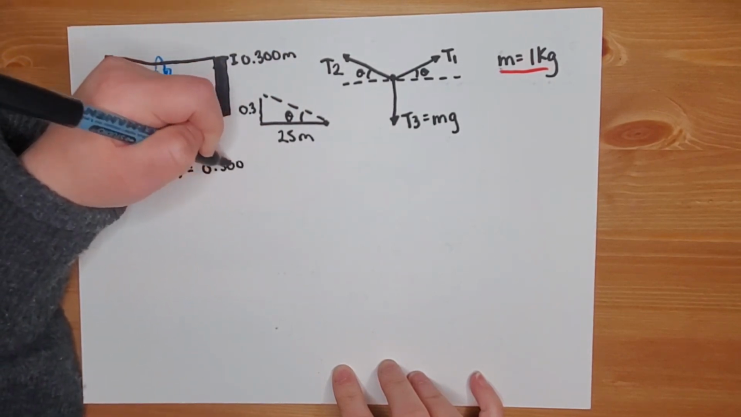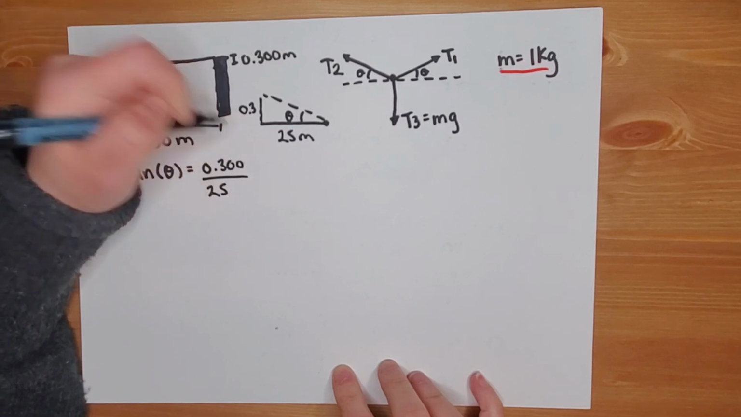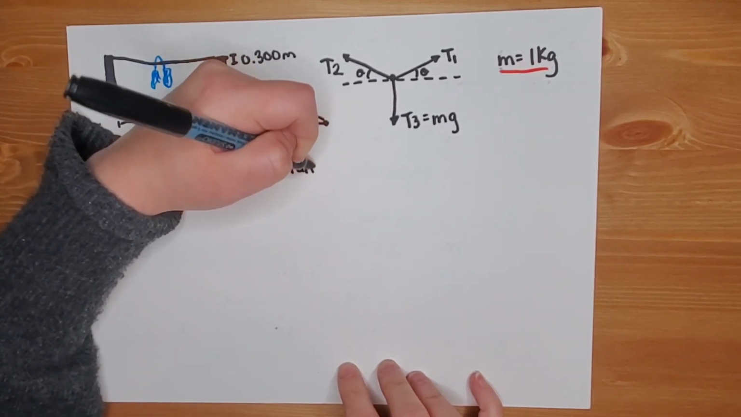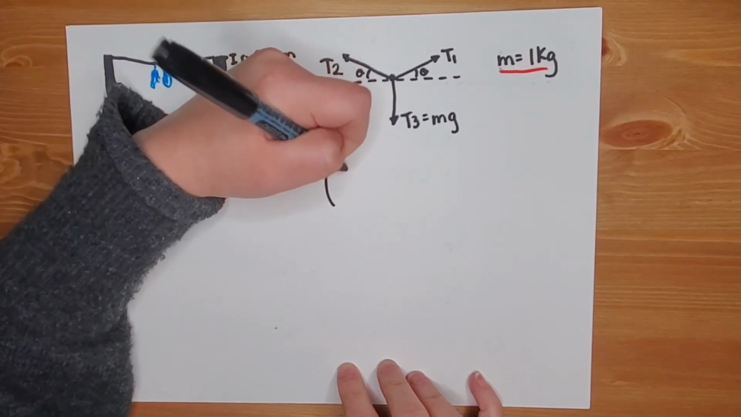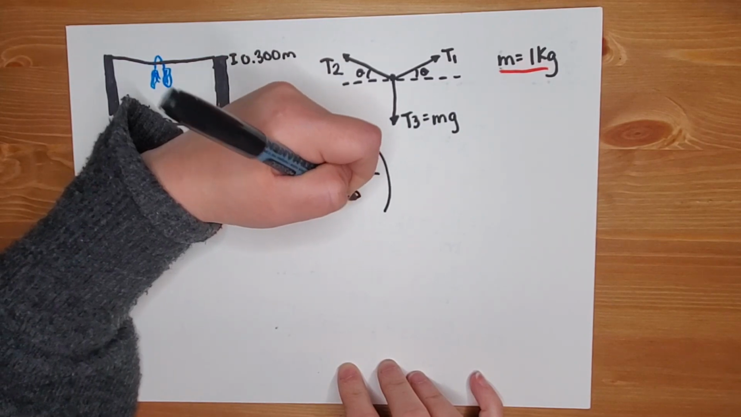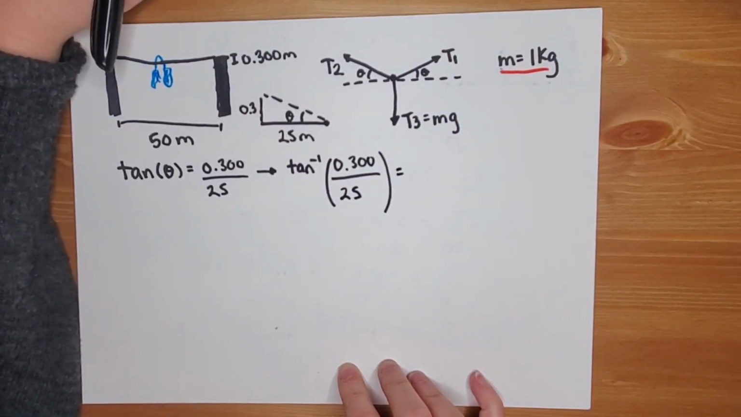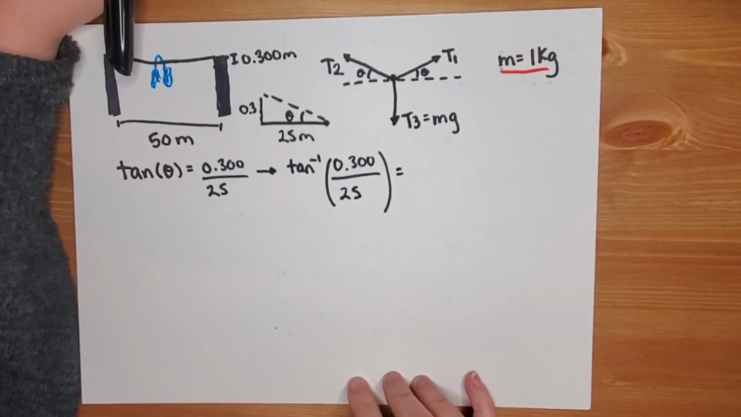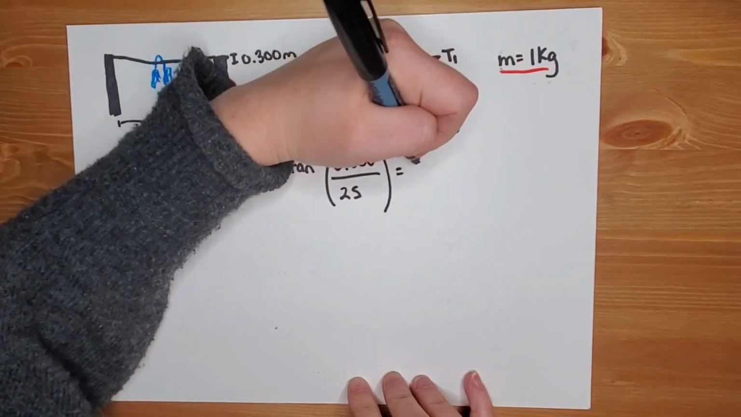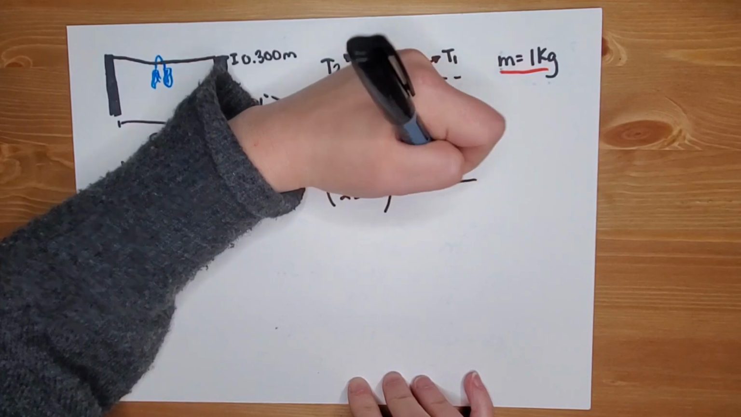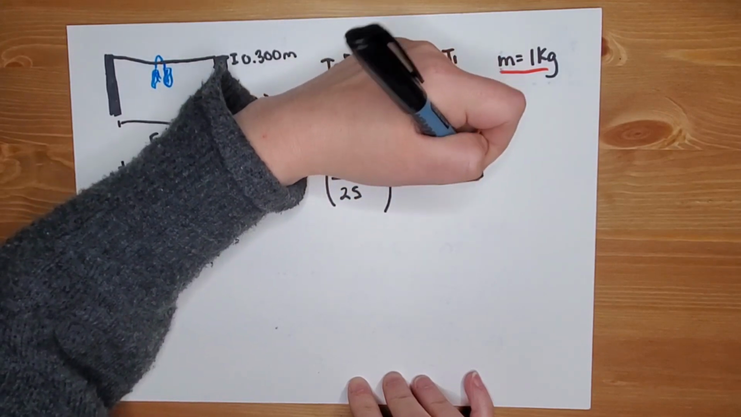Since we know the length of the horizontal side and the length of the vertical side, we can calculate the angle theta now. We can use a little trigonometry here and solve for the inverse tangent of the opposite over adjacent of this triangle. We know the opposite is 0.3 meters as mentioned in the question, that is a vertical side, and the horizontal is just 25 meters because it is half of the entire wire. After we solve for the angle theta, we get that it is 0.68 degrees.